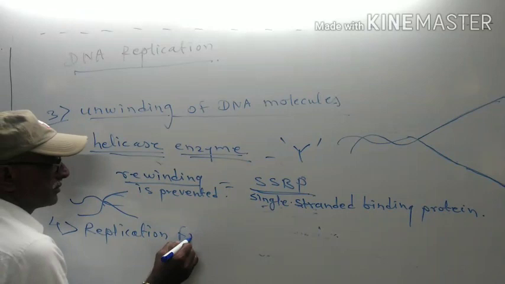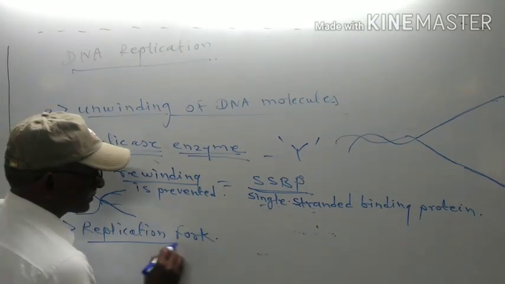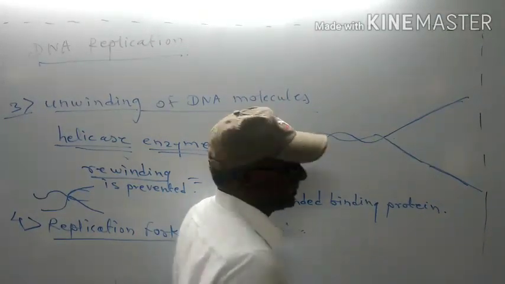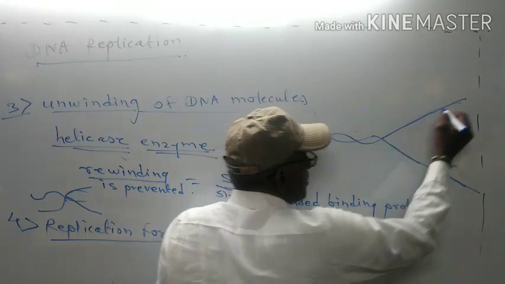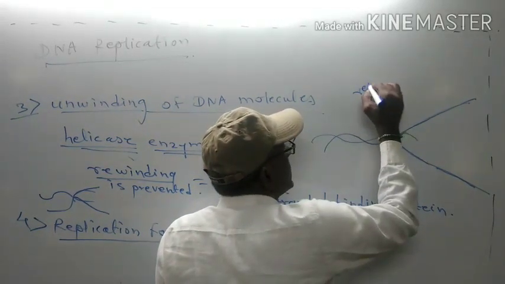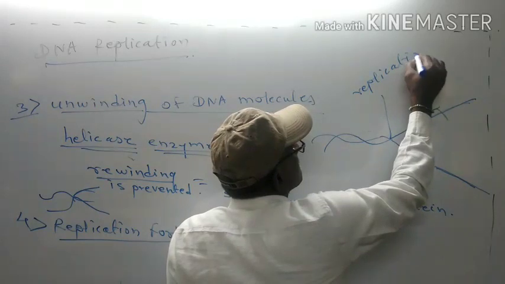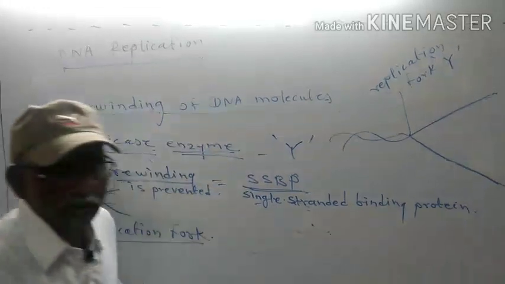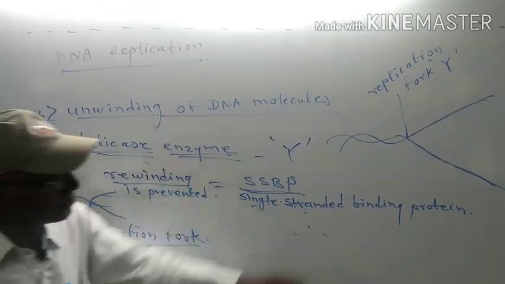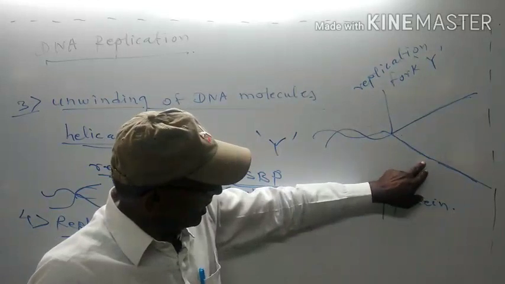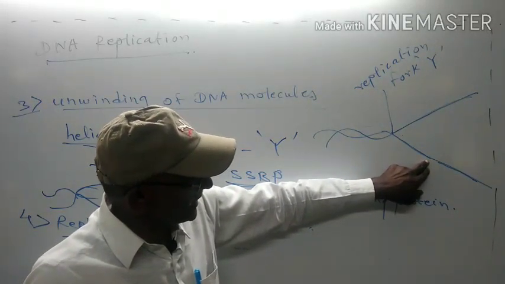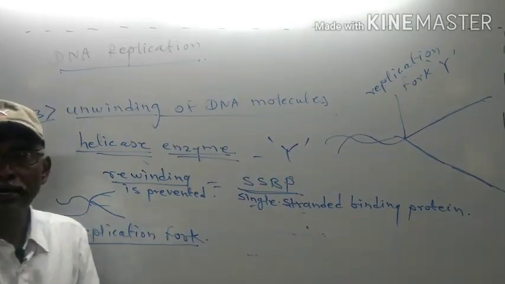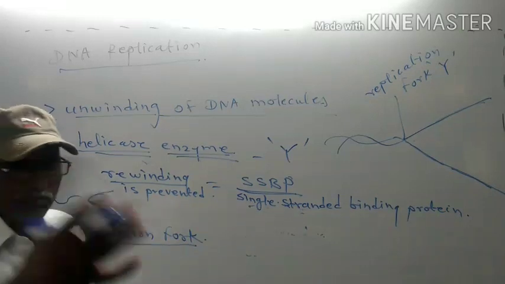Replication fork. This Y-shaped structure which is formed is called what? Replication fork. And both of these separated parent DNA strands are known as what? Template. They are known as template. And I will give you a simple example.